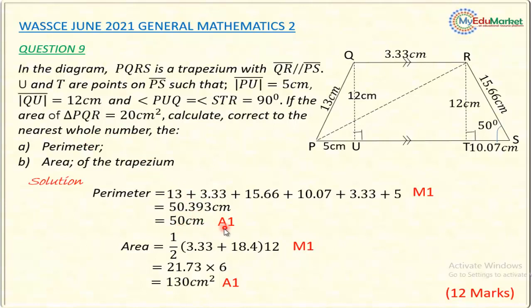A1 mark. And next is the area, attempting to get the area of the trapezium by substituting the length of this parallel side, the length of this parallel side and the height, you have the method mark. And the final mark is when your answer is 130 centimeters squared, approximated to the nearest whole number, you have the A1 mark. So in total it is 12 good marks.